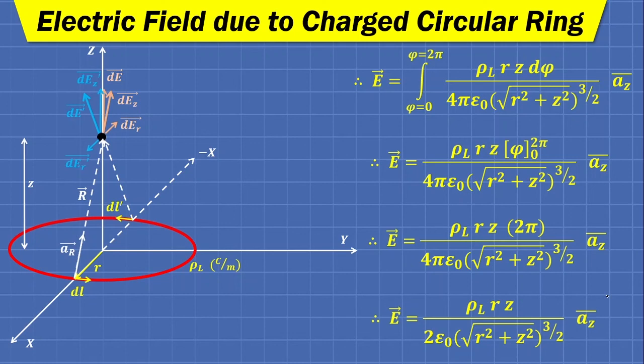So for any case in which we need to find the electric field intensity, the selection of the coordinate system is very essential in order to reduce the calculation time and effort.